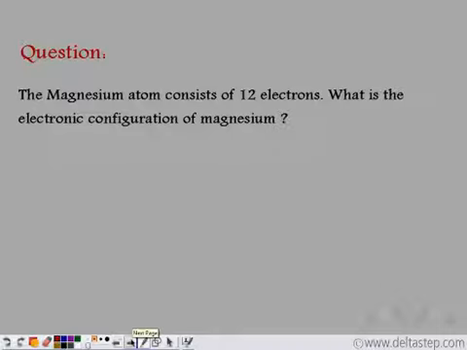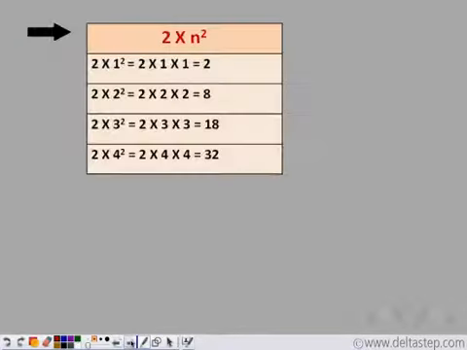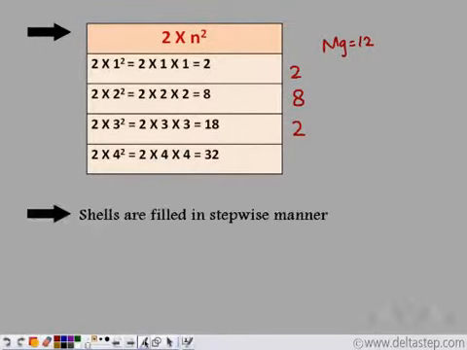The magnesium atom consists of 12 electrons. What is the electronic configuration of magnesium? Again, let's recall the rules. Magnesium has 12 electrons. By the 2n square rule, the first shell can have 2 electrons, the second shell can have 8 electrons, and the remaining 2 electrons go to the last shell. The second rule says that the shells are filled in a stepwise manner. So we first fill the K shell, then the L shell, then the M shell, which has 2 electrons.